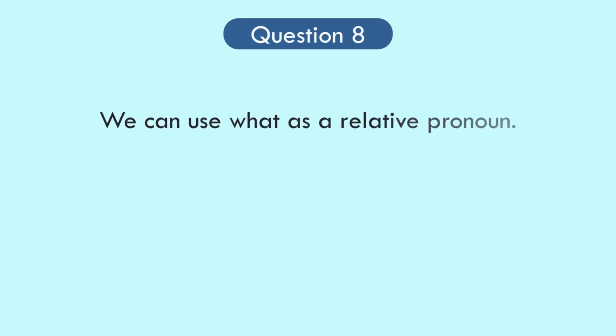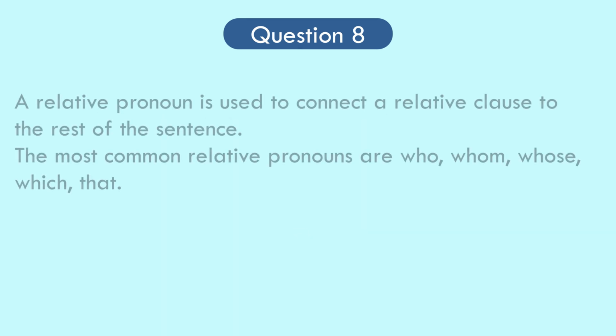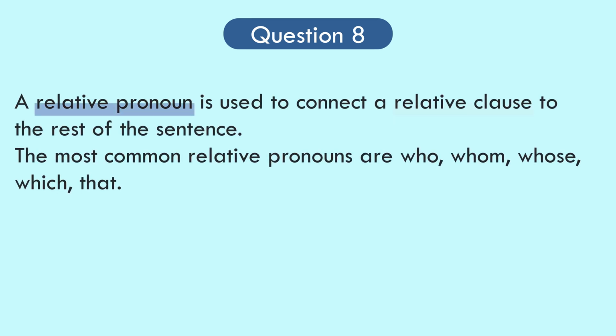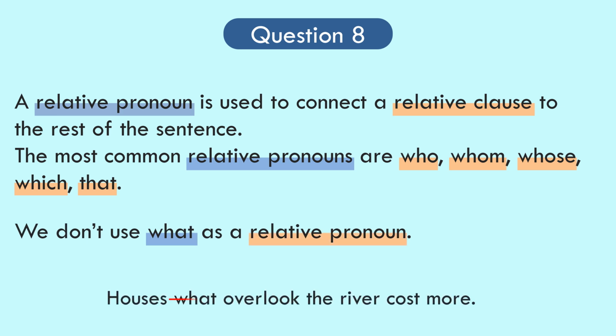Question 8. We can use what as a relative pronoun. True or false? False. A relative pronoun is used to connect a relative clause to the rest of a sentence. The most common relative pronouns are who, whom, whose, which, that. We don't use what as a relative pronoun. Houses, which overlook the river, cost more.